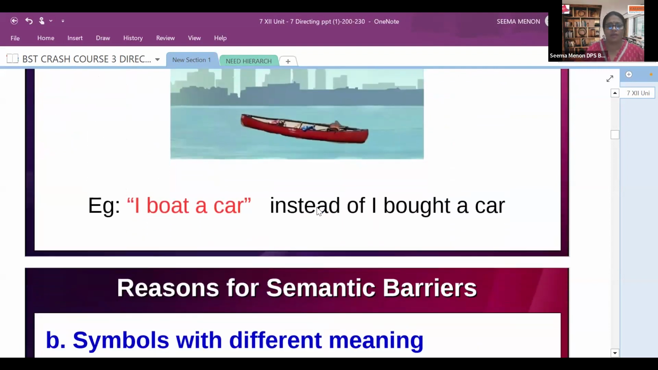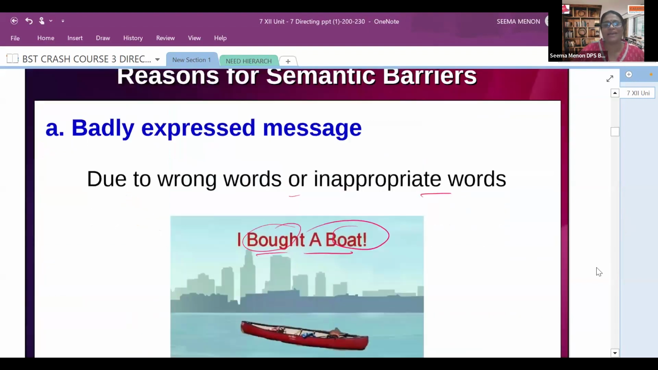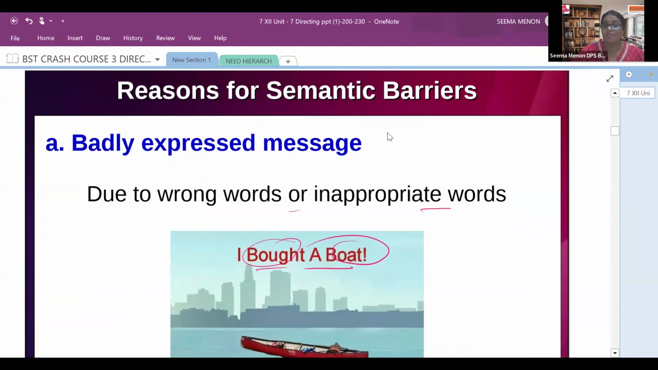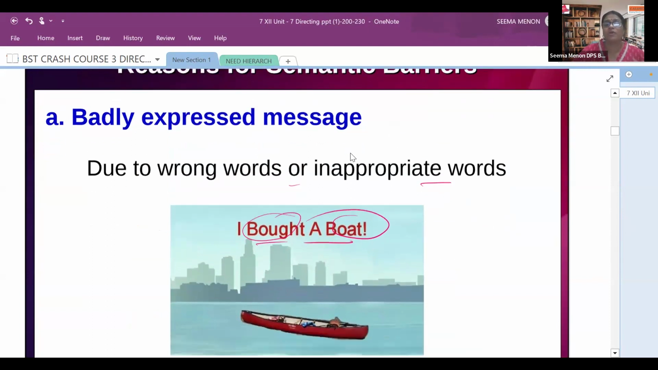I bought a car. Look, I bought a car. Here, what is written? "I bought a boat" instead of "I bought a car." So that can happen. It is a badly expressed message. Sometimes while we are writing, our intention was to write BOUGHT, but we have written BOAT. Then the opposite party will be confused.